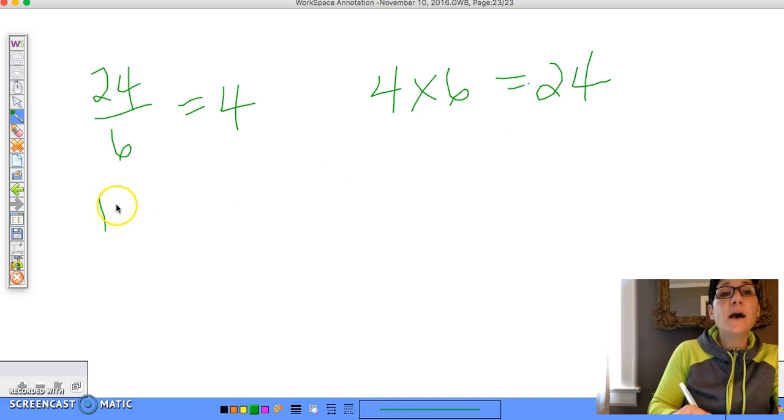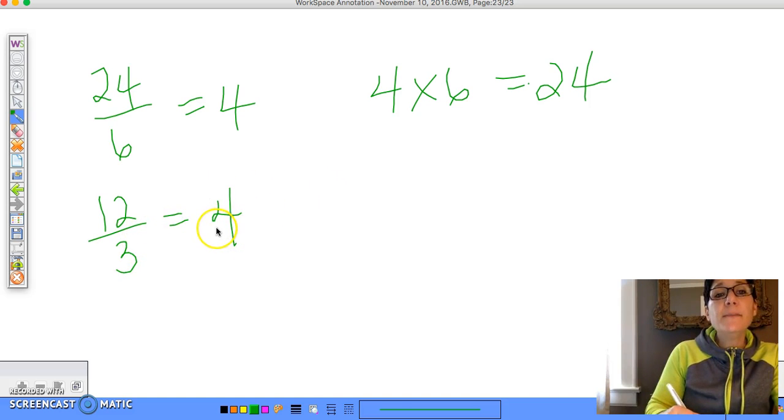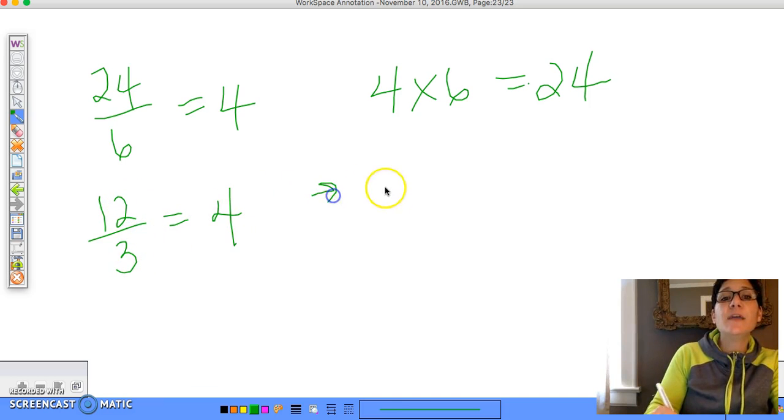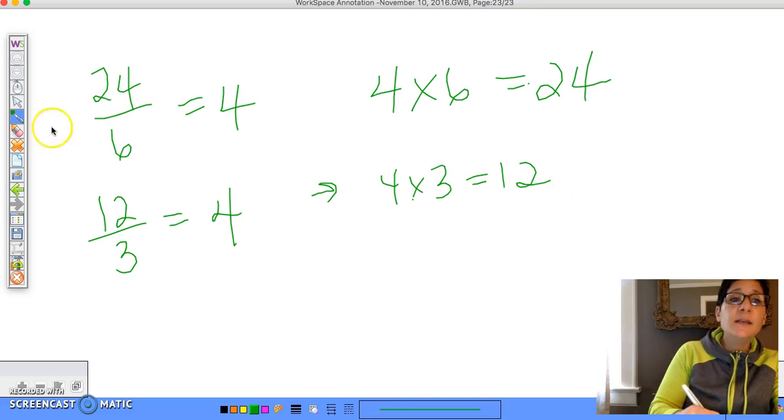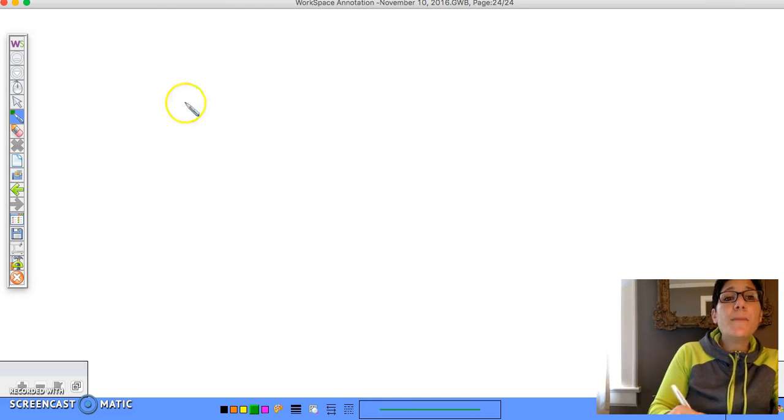If I take 12 and I divide it by 3, that's going to equal 4. So that means then my inverse operation, 4 times 3, should bring me back to 12. And sure enough, it does, right? Okay. Now, I'm just talking about going back and forth.